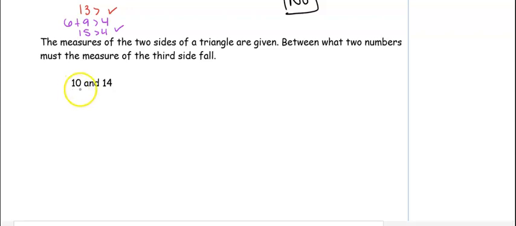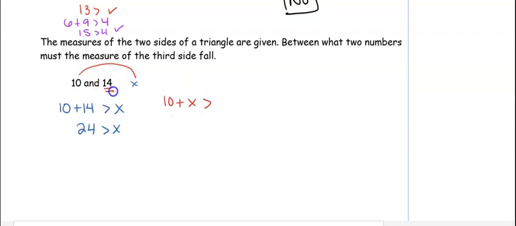So I have a side of 10, I have a side of 14, and then I have this unknown side of x. Since I don't know it, I give it a variable. But I do know that 10 and 14 has to be greater than x, if it's going to form a triangle. Two sides have to be greater than the third. 24 is greater than x. That was one combination. I'm going to try another combination. So 10 and x together have to be greater than the third side of 14. So I have my inequality. I want to solve for x. So I move the 10 over, and I get x is greater than 4.